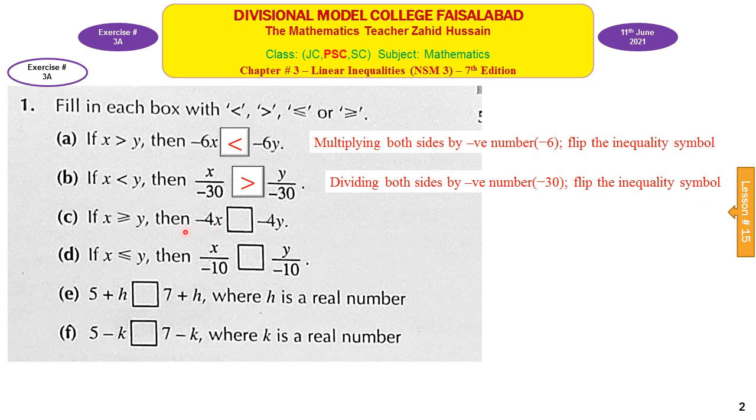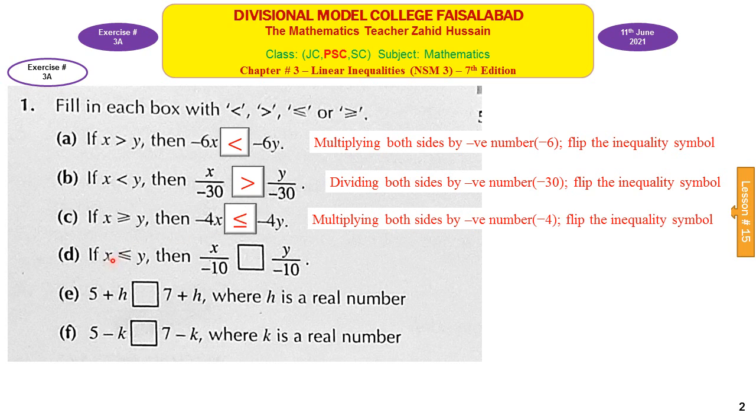C part, x greater than or equal to y, then minus 4x and minus 4y. Again we are multiplying both sides by a negative number, which is minus 4. So multiplying both sides by a negative number changes the sign of inequality or flips the sign of inequality. Here there is greater than or equal to, so after multiplying this sign will become less than or equal to.